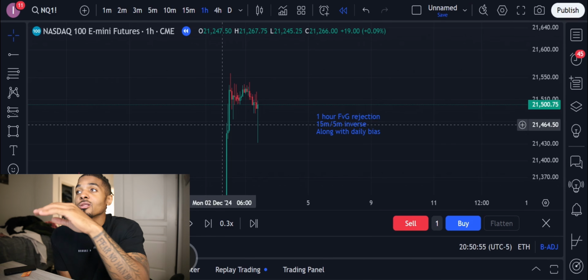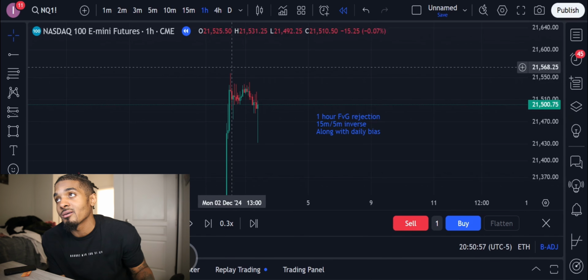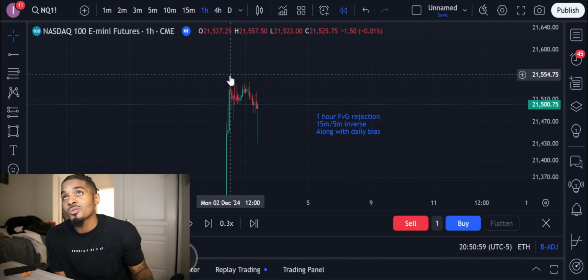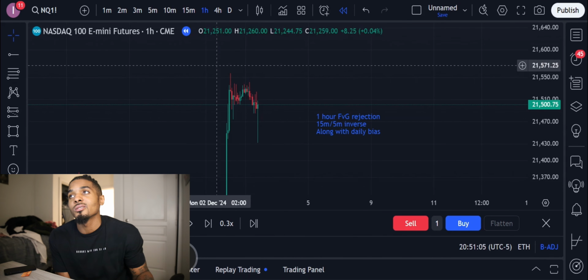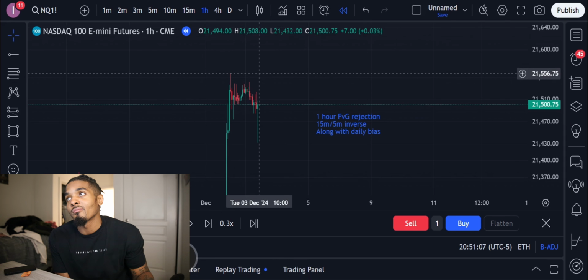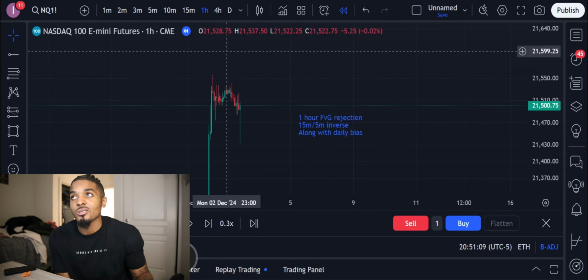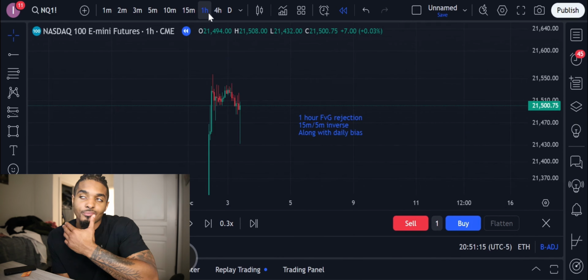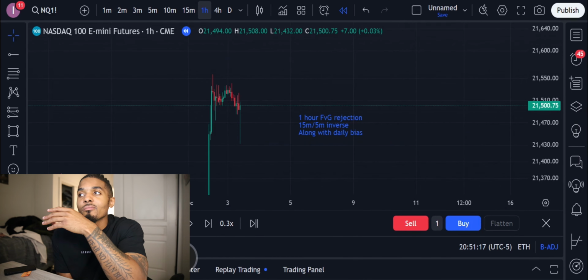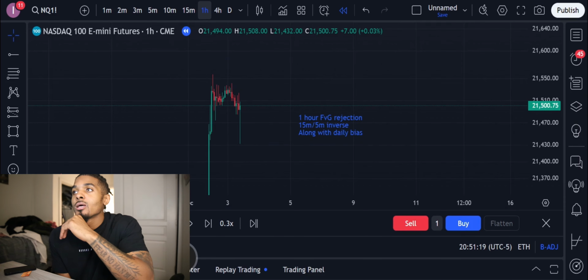If price took out liquidity on the daily time frame, the liquidity was swept, I would be expecting a retracement. So I'd probably have a bearish bias. If it took out liquidity to the buy side, you might have a bearish bias. And then I would go on to the 4 hour and the 1 hour to confirm my bias.